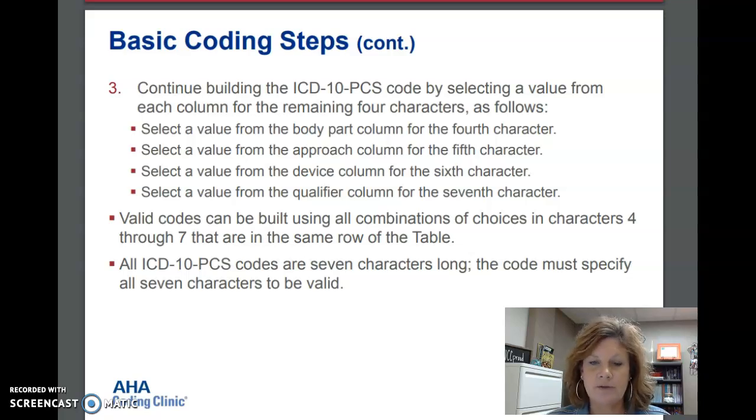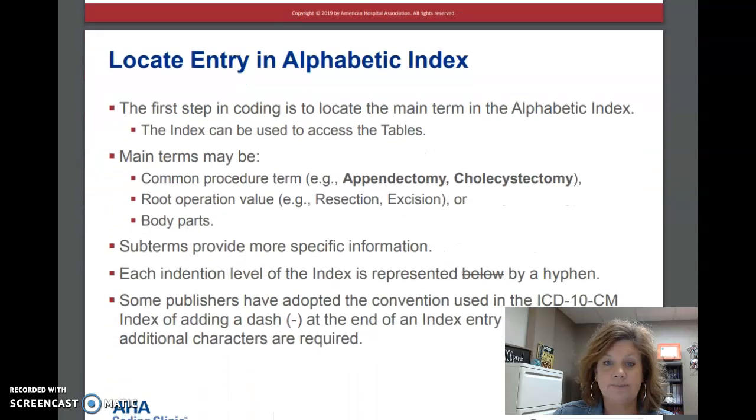Again, valid codes can be made by combinations of choices in characters 4 through 7 that are in the same row of the table. All ICD-10 PCS codes are 7 characters and they must be valid.